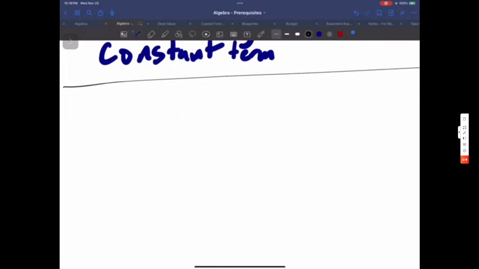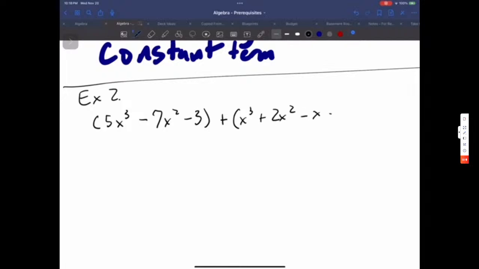So the first example, example 2, the other example we didn't number, is to take 5x cubed minus 7x squared minus 3 and add that to x cubed plus 2x squared minus x plus 8. So I'm going to do the first one kind of in my head, and then we'll do the second one the way that a lot of people like to show them. In fact, that's example 3. So let's do both of these in our heads then.